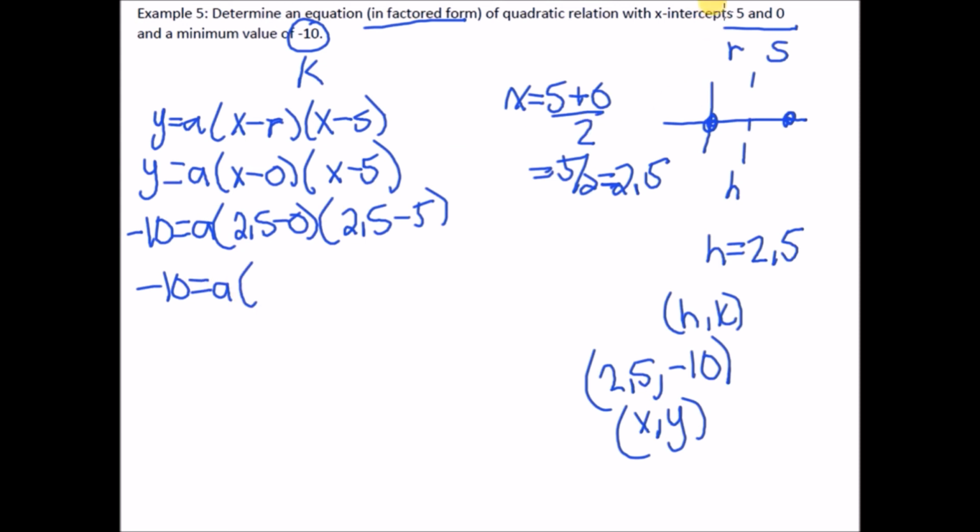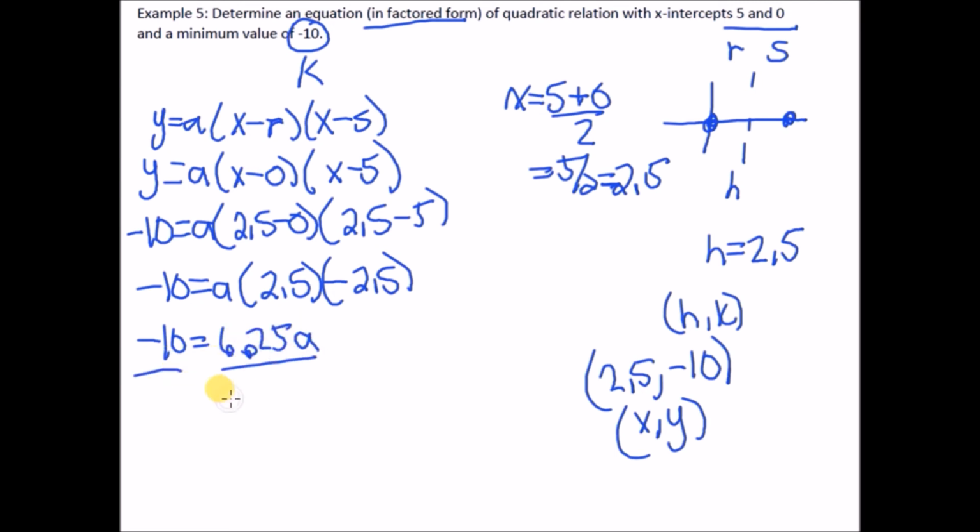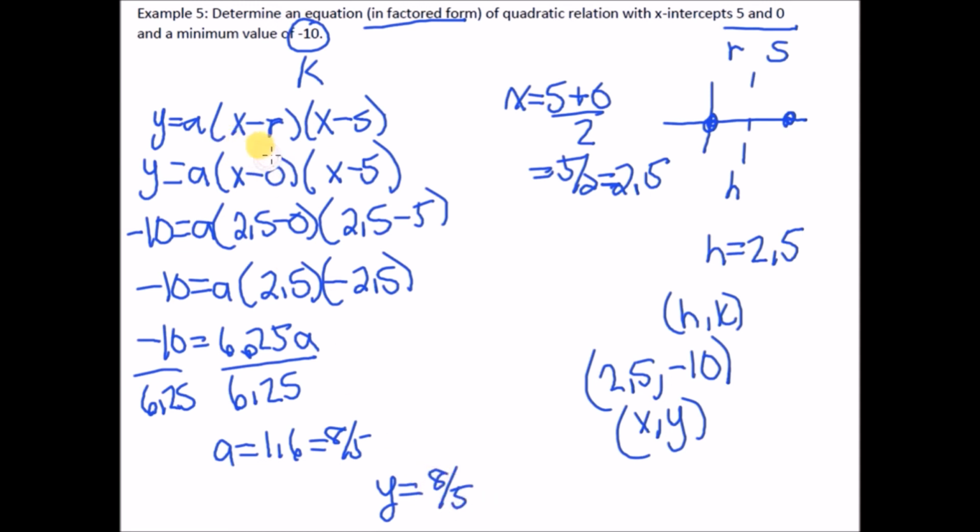Okay? And again, because we use the two x-intercepts and we're using the axis of symmetry, which is the vertex, which is equidistant, we're going to get 2.5 and then -2.5, which gives us -6.25. So -10 equals -6.25a. Divide both sides by -6.25. We get 1.6 or 8 over 5. So a equals 1.6 or it equals 8 over 5. Okay, so this is a vertical stretch by a factor of 8 over 5 or 1.6. So the equation is going to be y = 8/5 times x, and then bracket (x - 5). But see this x minus 0? We can just put x.